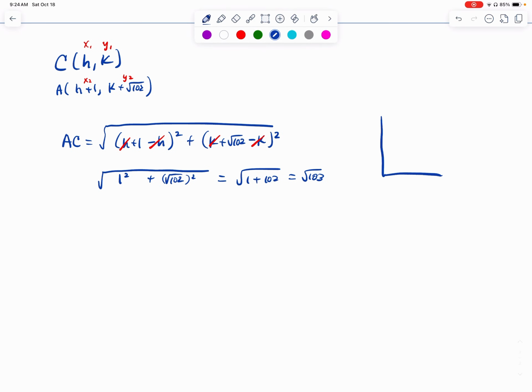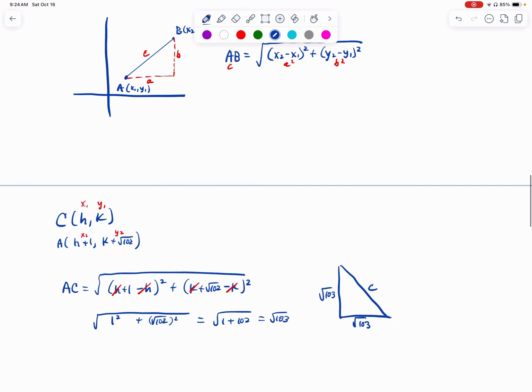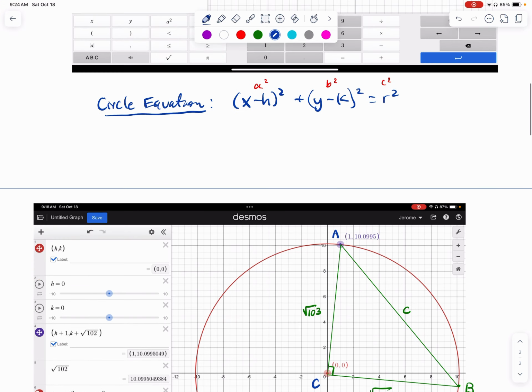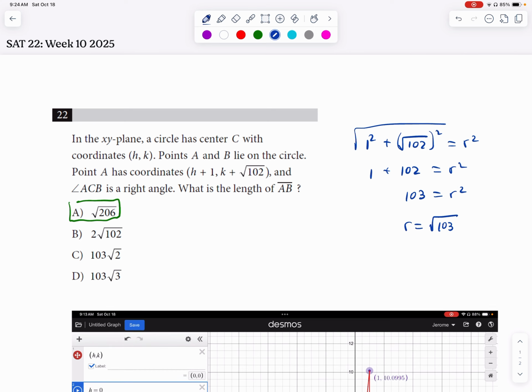You would know something like this: square root of 103, square root of 103, and then you're just finding the length of the hypotenuse between those. So it is possible to do without technology, but of course Desmos does help pave the way, help us visualize what could possibly work to find our solution.